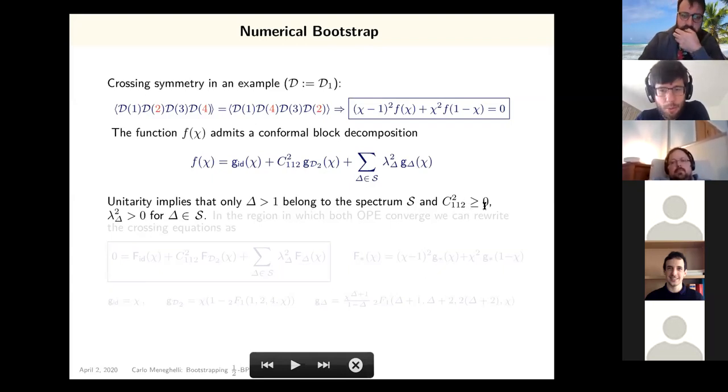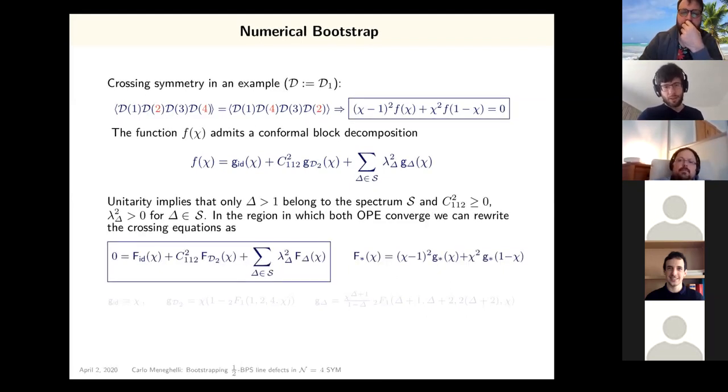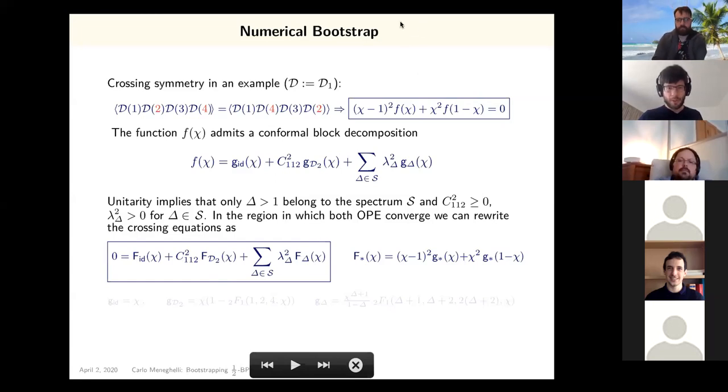C squared 112 could also be zero, but lambda squared delta is only positive, otherwise we wouldn't put it there in the spectrum. There is a region of values of chi, which is actually pretty big, where both OPE expansions on the left and on the right are convergent, and this allows us to write the crossing equation like so. Just plug in the conformal block expansion and define this F star function for each representation exchanged, and now we're left with this equation.